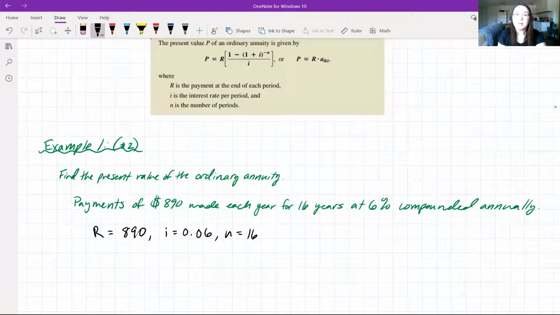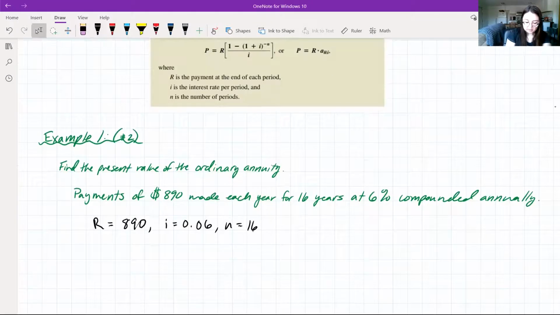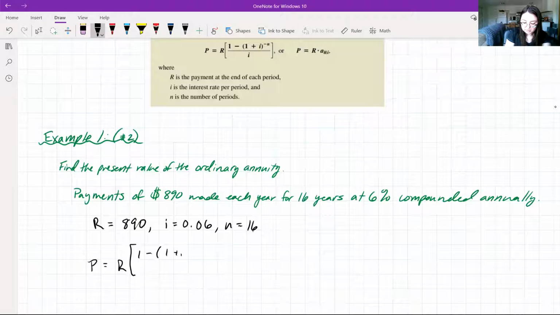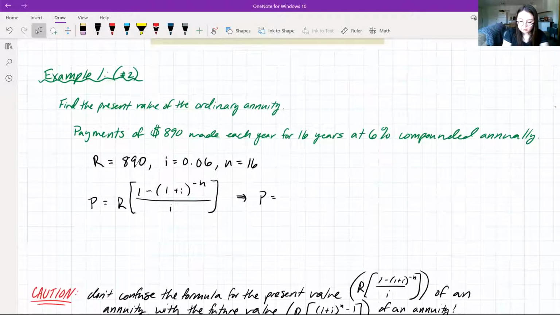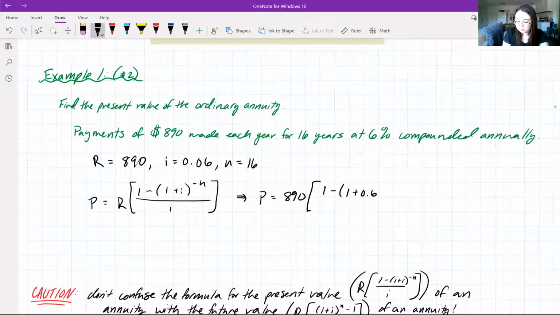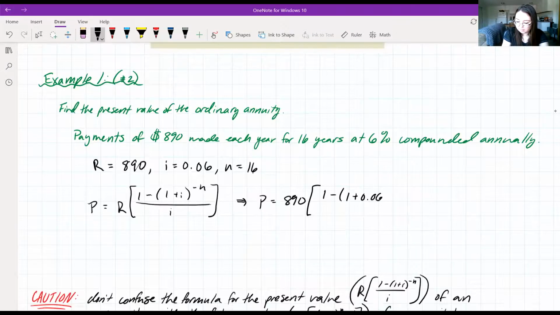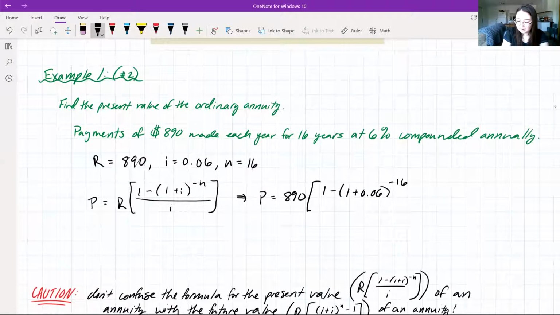All right, we have all of the parts to our present value equation, so let's fill it all in. Our present value equation is P equals R times 1 minus 1 plus i to the negative n power, divided by i. When we fill this in, we get 890 times 1 minus 1 plus 0.06 to the negative 16 power, divided by 0.06.